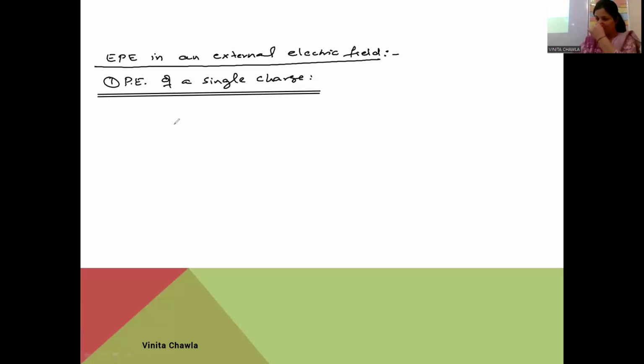Potential energy of a single charge. So we have an external electric field this time, and we have a charge placed at infinity. Now we are moving this charge in the external electric field. Okay, in the electric field of any charge, we have moved it to some point P.